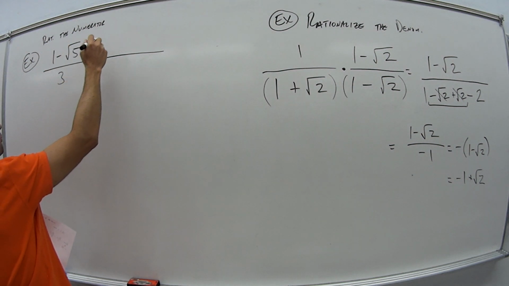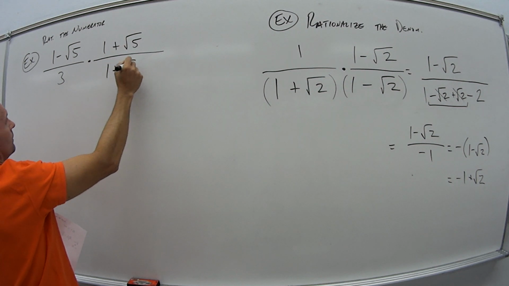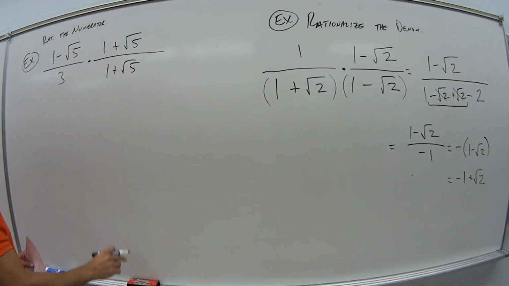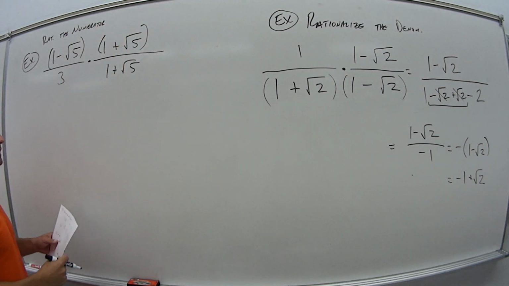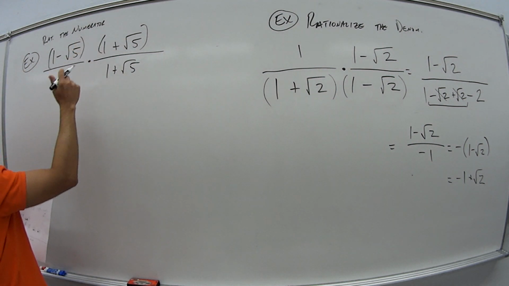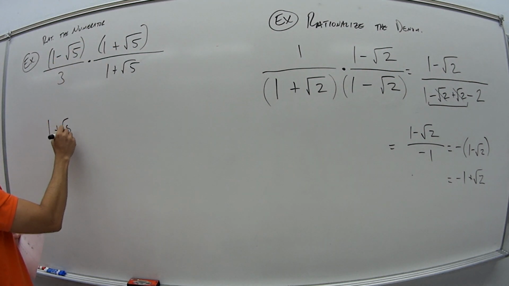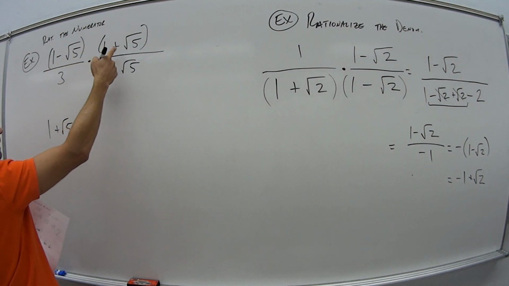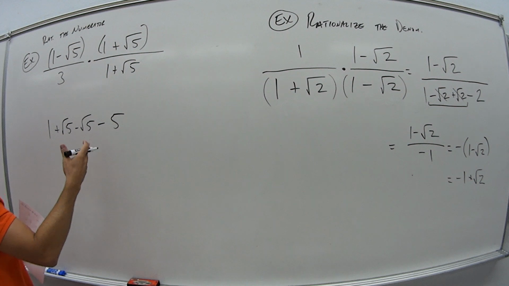We have 1 minus square root of 5, so our conjugate is 1 plus the square root of 5. And we have to multiply on the top and the bottom. So when we do that on the top, and again, I would suggest using parentheses so it keeps your mind straight that you're doing FOIL here. 1 times 1 is 1. Outside is plus square root of 5. Inside is minus square root of 5. And then minus 5. So square root of 5 times square root of 5 is square root of 25, which is 5.